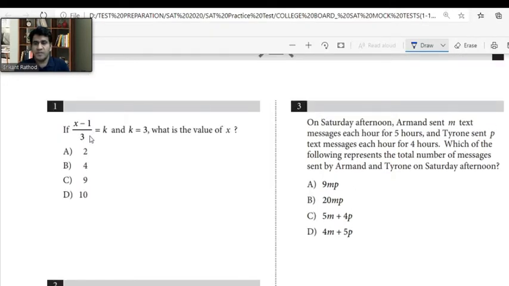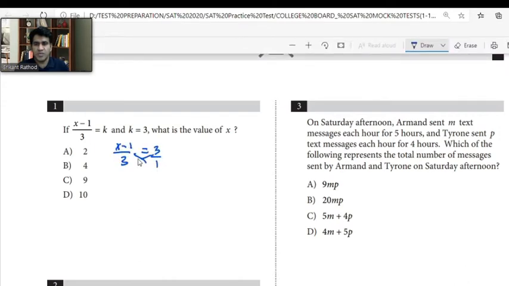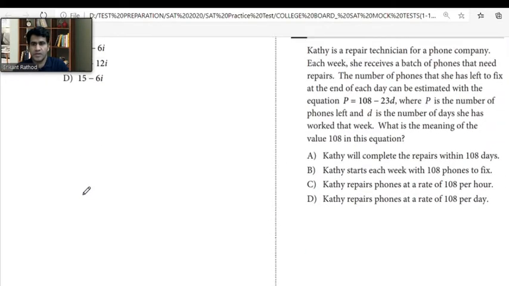(x minus 1)/3 is equal to k, and the value of k is 3. This can be written as (x minus 1)/3 is equal to 3. Just do the cross multiplication. That gives x minus 1 is equal to 9. Add 1 on both sides. So x is equal to 10. So D is the answer here.